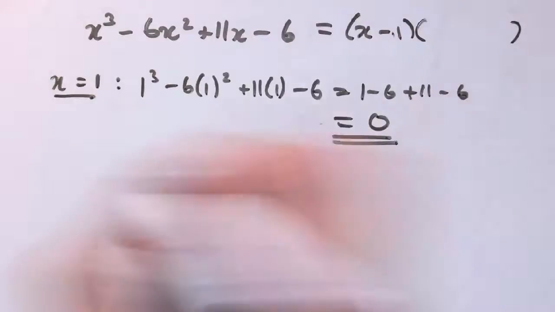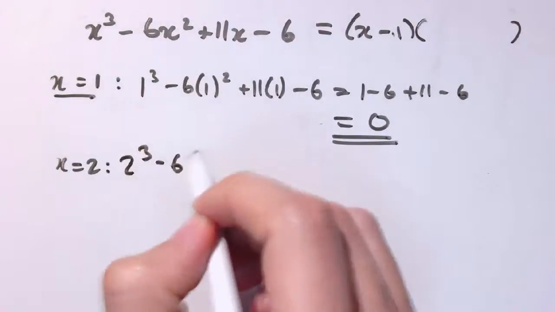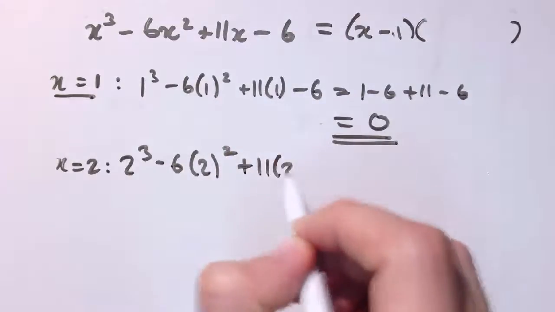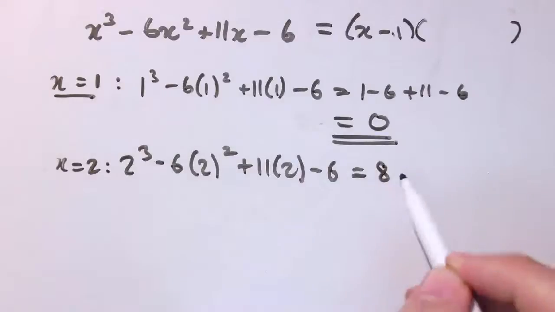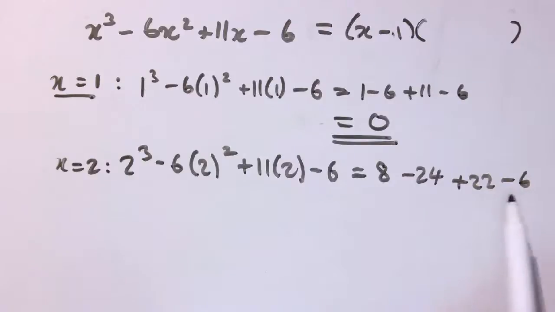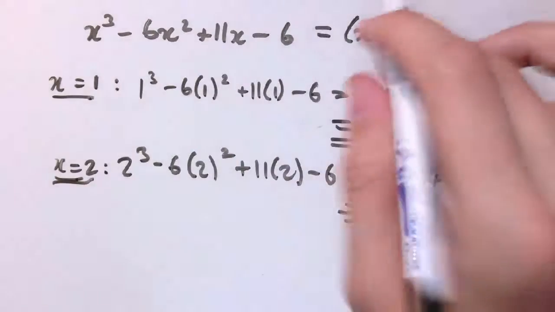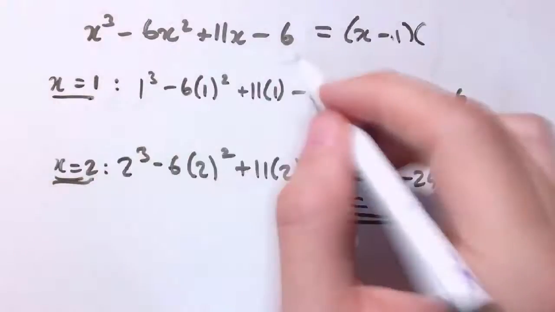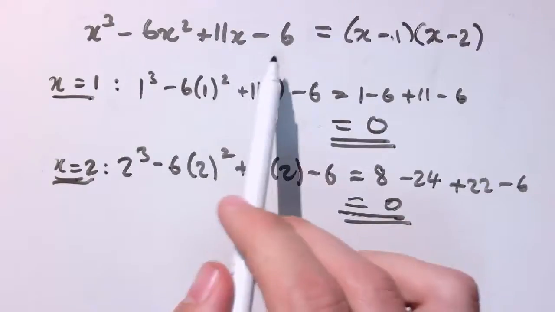So we can try some other numbers. I could try x equals 2. Right, so 2 cubed minus 6 times 2 squared plus 11 times 2 minus 6, and see what we get. Well, I get 8 minus 24 plus 22 minus 6, and that's 30 minus 30, that's 0. Being very lucky here. Well, I've designed it to be lucky. So x equals 2 is a root of the equivalent equation, so that means that x minus 2 is a factor. Cubics have 3 factors.